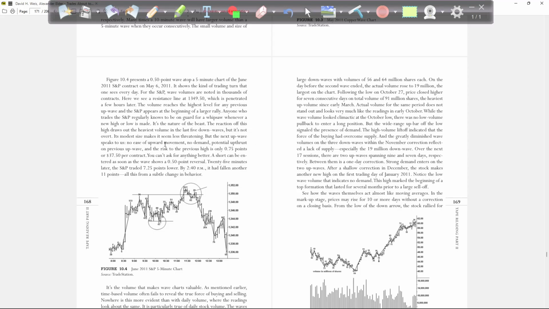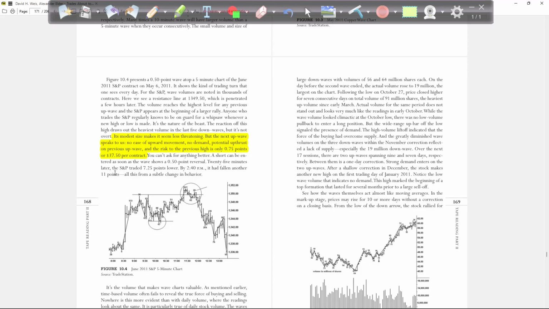No ease of upward movement, no demand, a potential upthrust on the previous up wave, and the risk to the previous high is only 0.75 points, or $37.50 per contract. So you can't ask for anything better. A short can be entered as soon as the wave shows a 0.50 point reversal.